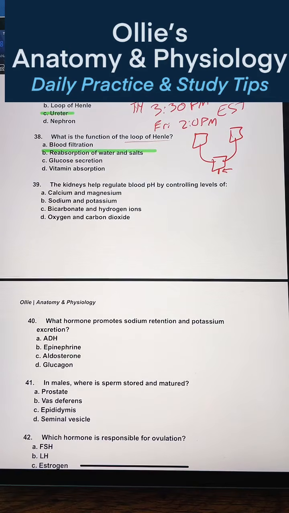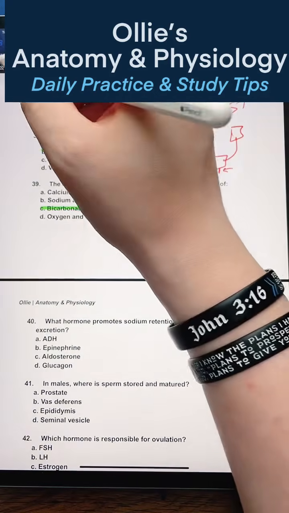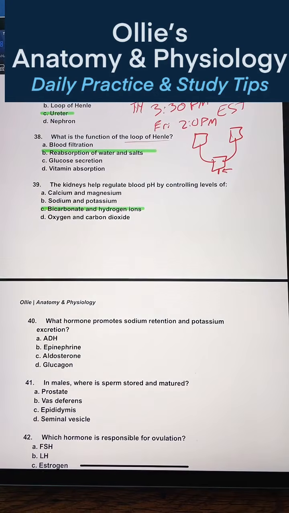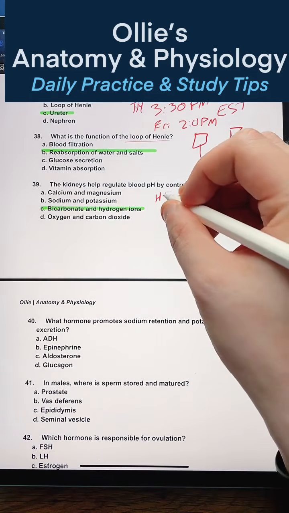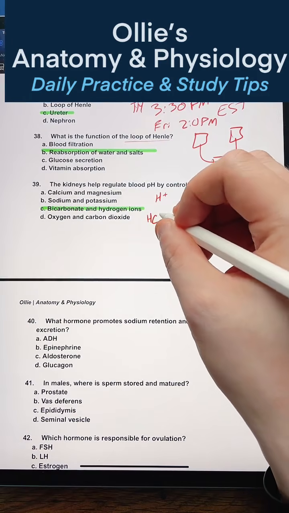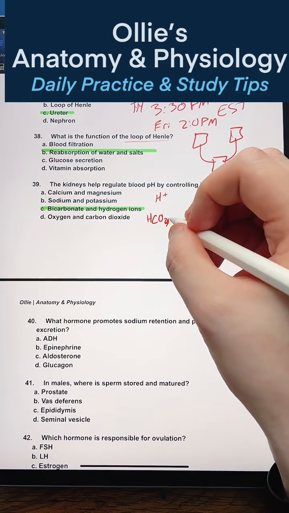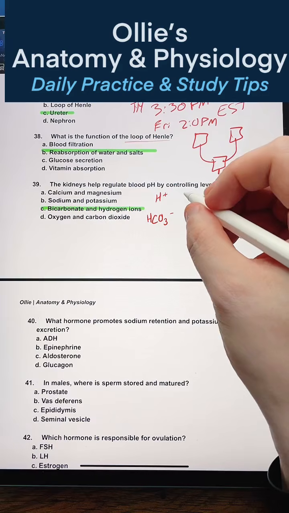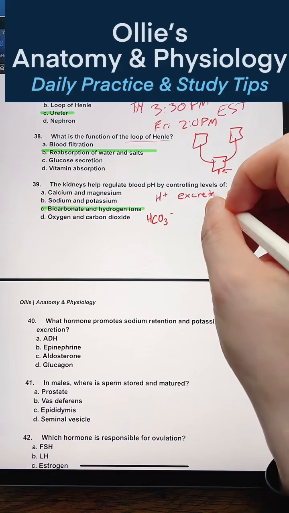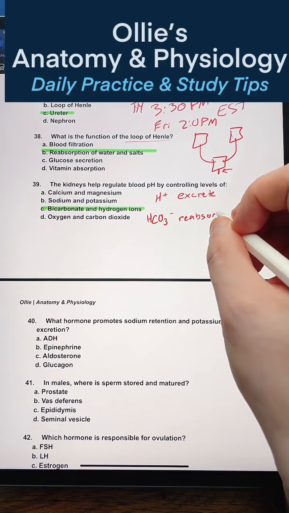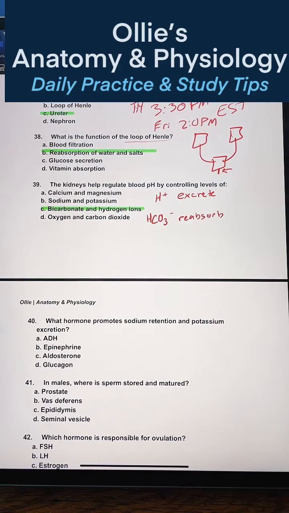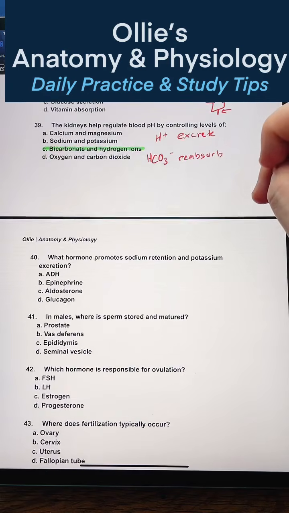Now, number 39, the kidneys help regulate blood pH by controlling the levels of, the answer choice is C. It is bicarbonate and hydrogen ions. So we have our hydrogen ions, and then we have our bicarbonate ions. This is supposed to be a 3. That was terrible. What this does is it's going to excrete hydrogen, and it's going to reabsorb bicarbonate to help regulate blood pH.